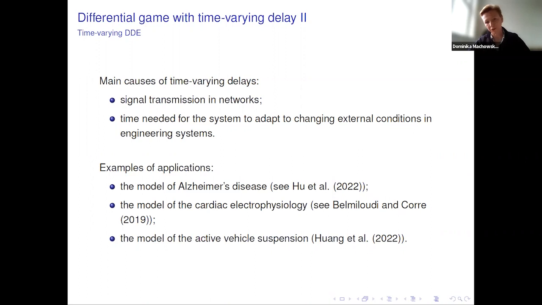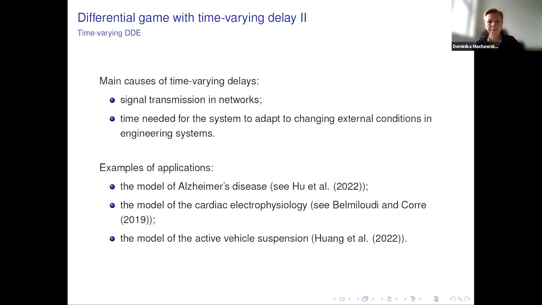It's not only found in the literature, but it's also very recent. I mean, time-varying delays we can apply to a model of Alzheimer's disease, a model of cardiac electrophysiology, and a model of the active vehicle suspension, which we analyze in this talk.